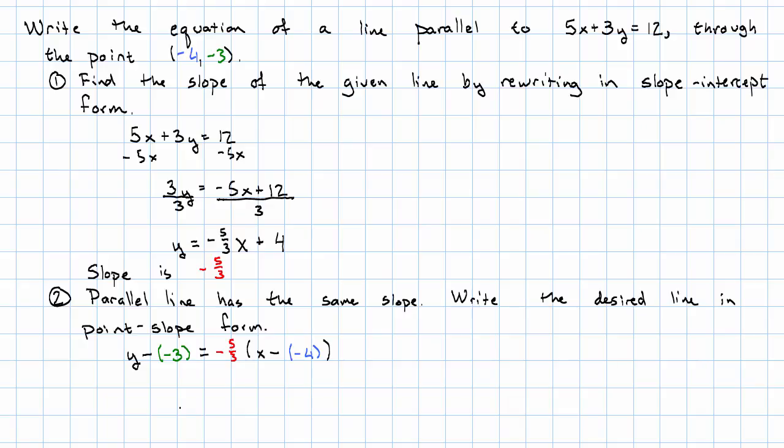Now we can simplify this as much as we'd like. The only simplification I would really be inclined to do is rewriting these subtractions of negative numbers as adding positive numbers. And that's how we write down the equation of a line parallel to a given line. Find the slope of the given line, write the equation in point slope form.